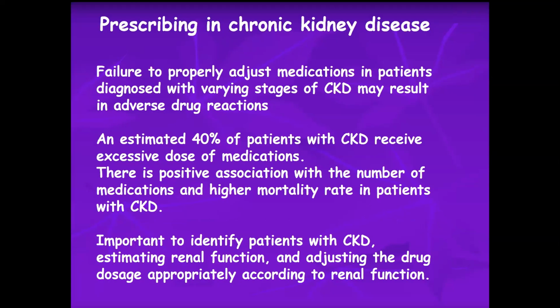Prescribing in chronic kidney disease: failure to properly adjust medication in patients diagnosed with varying stages of CKD may result in adverse drug reactions. An estimated 40% of patients with CKD receive excessive doses of medication. There is a positive association with the number of medications and higher mortality rates in patients with chronic kidney disease. It's important to identify patients with CKD, estimate renal function and adjust the drug dosage appropriately according to renal function.